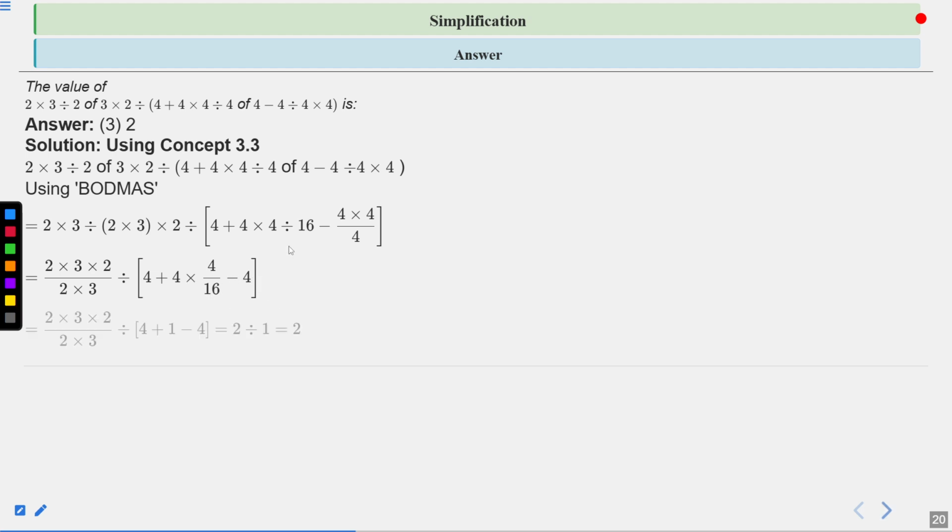Now when we simplify it, what do we get? We get 2 into 3 into 2 upon 2 into 3 and dividing by, in the bracket, 4 plus 1 minus 4. So 4 will cancel out. Now in this expression 2 and 3 cancel out. So we get 2 dividing by 1. So 2 dividing by 1, we get 2. So the third one is the correct answer of this question. Next one.